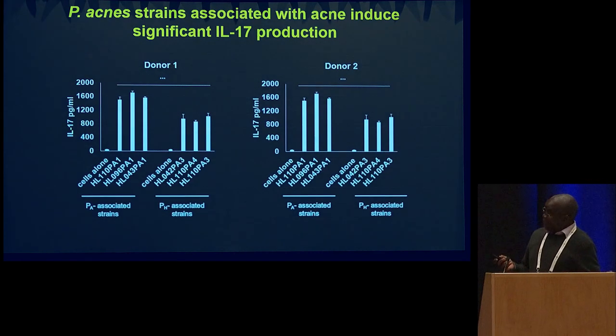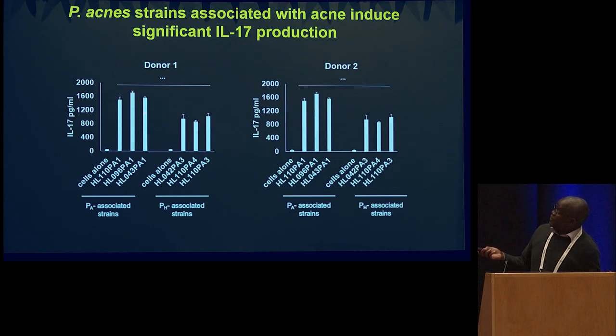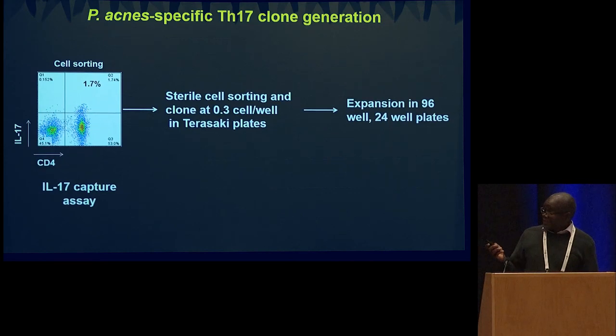In order for us to understand this, we took strains that are associated with acne disease and stimulated peripheral blood mononuclear cells from two donors. This is the acne-associated strain, and this is the healthy-associated strain. And what you see is that the acne-associated strain induced significantly higher levels of IL-17. This suggested to us that there are phenotypic differences between these strains that may account for the differences you're seeing.